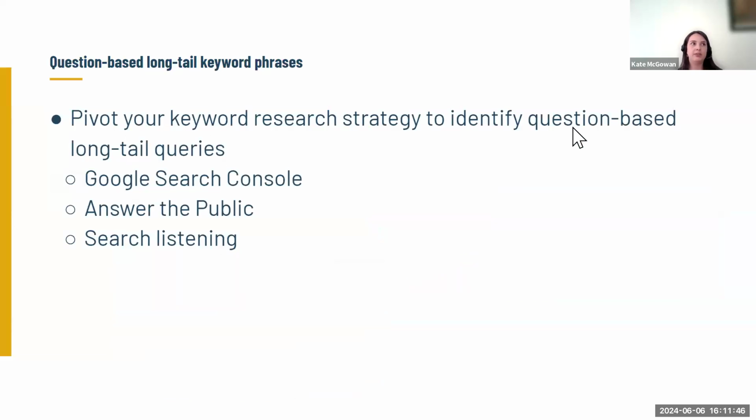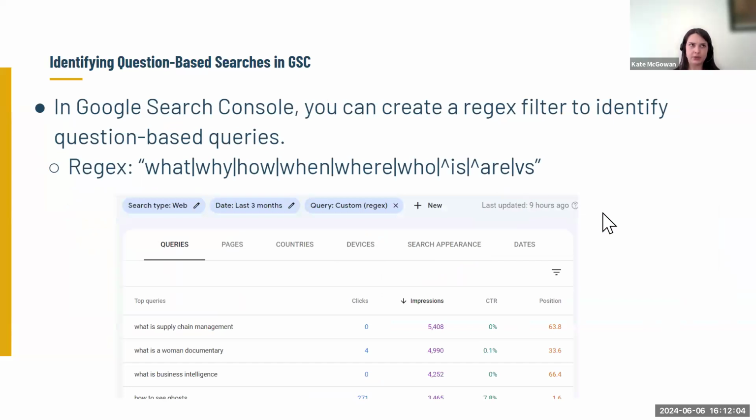So tools that you can use to pivot your keyword research strategy to identify not just the more complex long tail queries, but also the specific questions that are being asked by different audiences are some of these tools. Google Search Console can help you identify the queries that your current website users, the users who are currently finding your website in search results, use, and how they are searching for information related to their search journey.